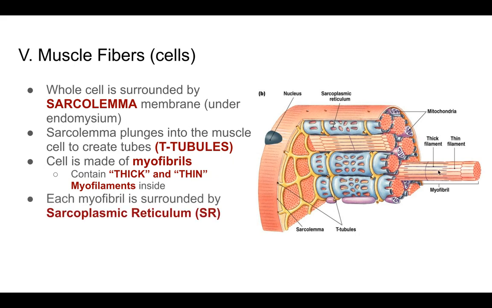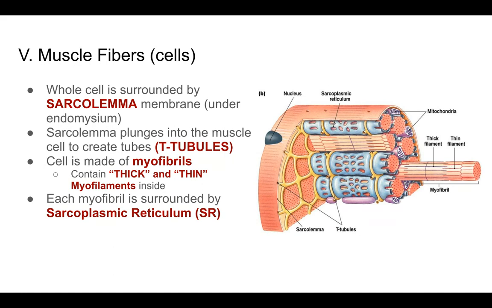Each myofibril, so each one of these little things, we've got one pulled out right here, each myofibril is surrounded by this interesting network, which in this model appears blue. It's called the sarcoplasmic reticulum. If you look at not the one that's pulled out, but some of the ones that are still tucked back in here, each one of these myofibrils is surrounded in this blue meshy looking matrix. So that is called the sarcoplasmic reticulum.